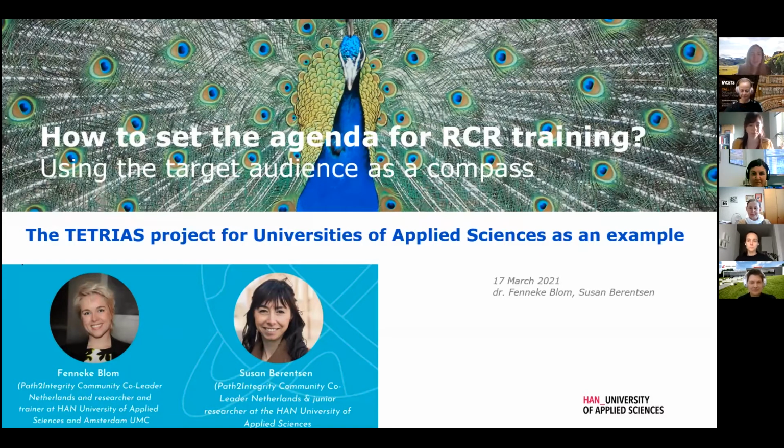Okay, good. So the title of our dialogue today is how to set the agenda for RCR training using the target audience as a compass. And as an example for this we use our Tetrios project in the Universities of Applied Sciences in the Netherlands. And well, Susan will tell more about that project. We do this together, not just the two of us, but also with our colleague Rob van der Sande, but he couldn't be here today.